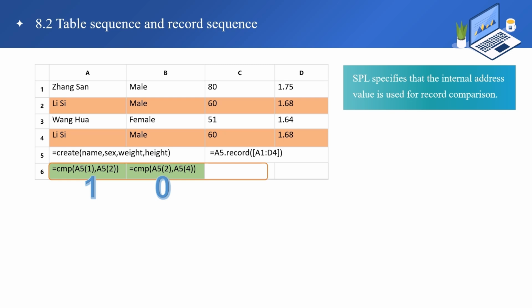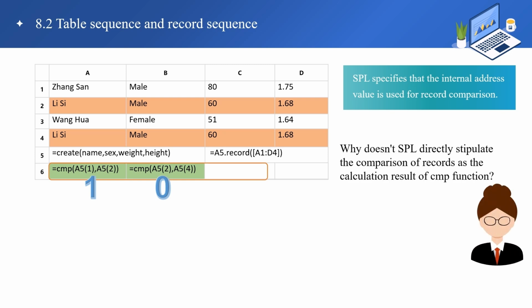The difference is that the comp function does not return true or false, but an integer. If it is equal, it returns 0, if the former is smaller, it returns -1, if the former is larger, it returns +1. There are three cases in a comparison. Why doesn't SPL directly stipulate the comparison of records as the calculation result of comp function? Comparing the records according to the rules of comp function is not a common operation. It doesn't matter if it's a little troublesome.